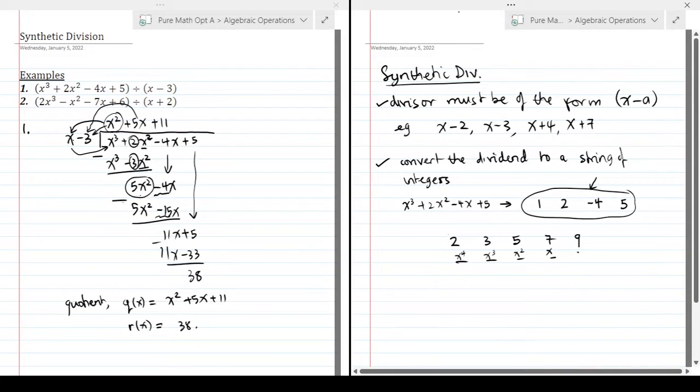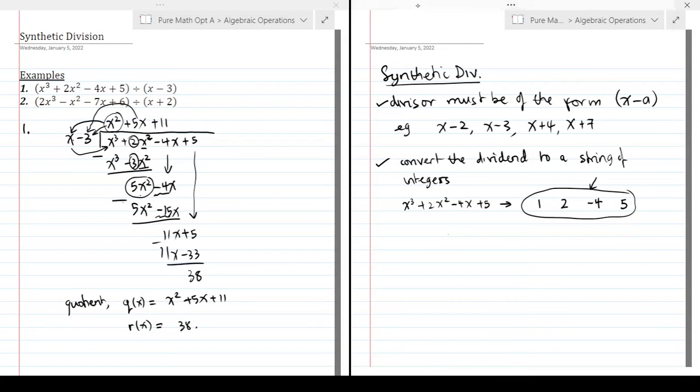The translation of this string back into a polynomial is unambiguous, right? Now, I'm not saying that outside of doing synthetic division, you don't convert polynomials to just integer strings, right? But in this topic, you could convert a polynomial to an integer string, leaving out all of the unnecessary stuff. And it is unambiguous that this means 1x cubed, 2x squared, negative 4x, and then 5, right? So you do that there, right?